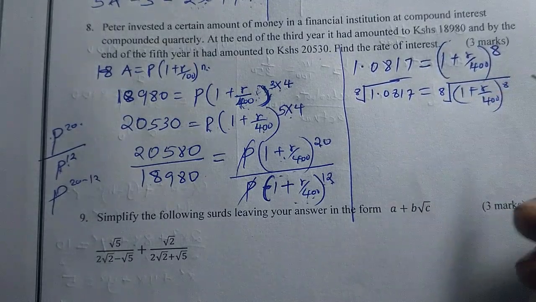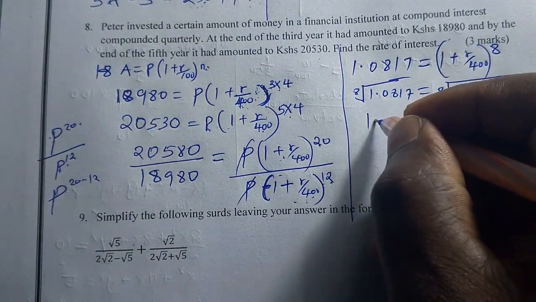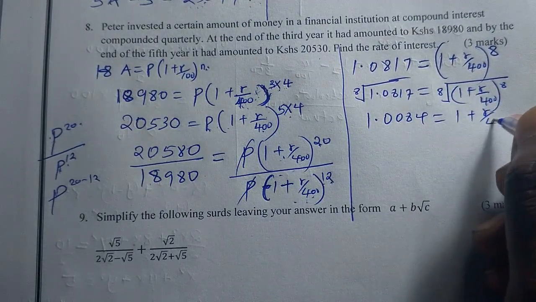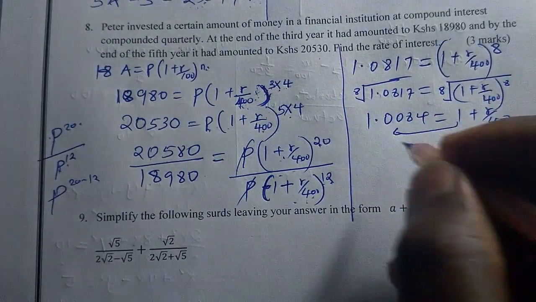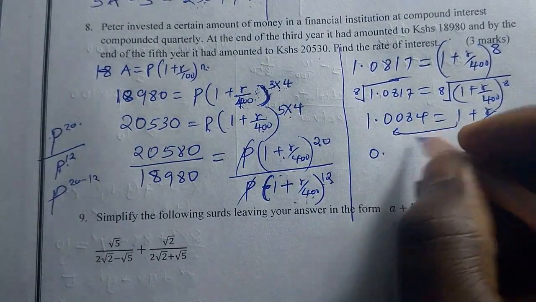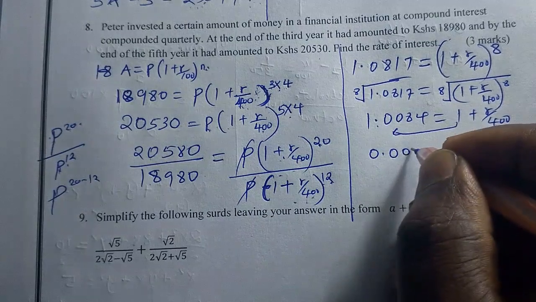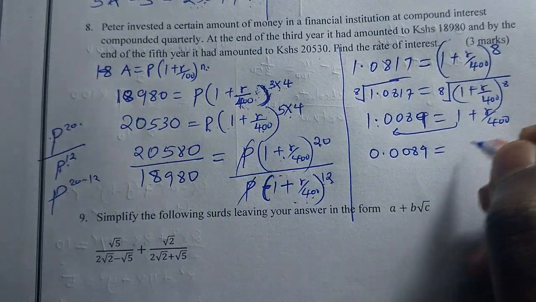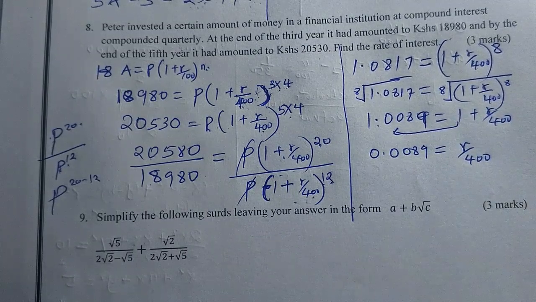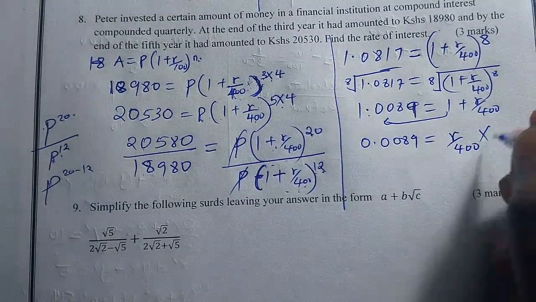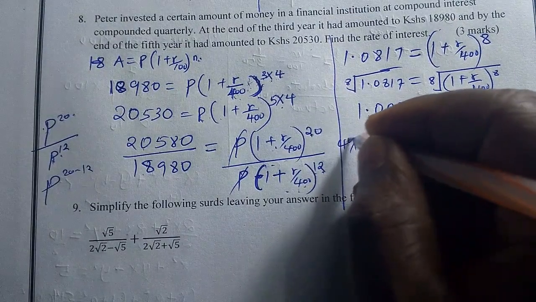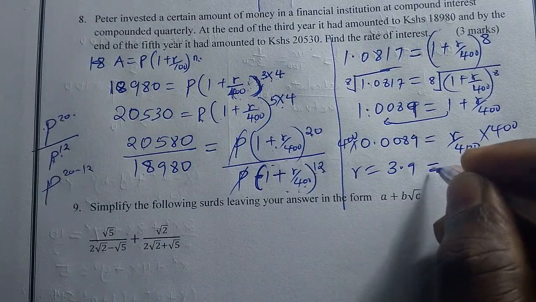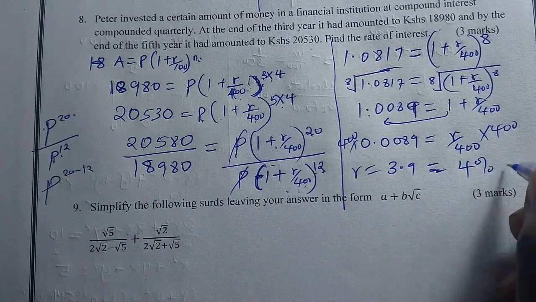So this one cancels out. We get here as 1.0084 is equal to 1 plus r over 400. Like terms together, we subtract, and it remains 0.00849 is equal to r over 400. You multiply 400 both sides, so you get that r is equal to 3.9, which is approximately equal to 4% per annum.